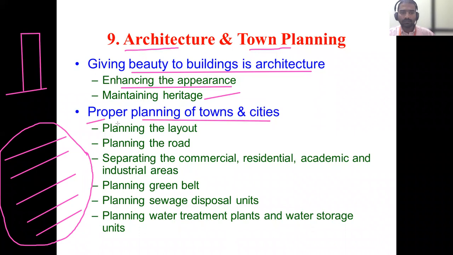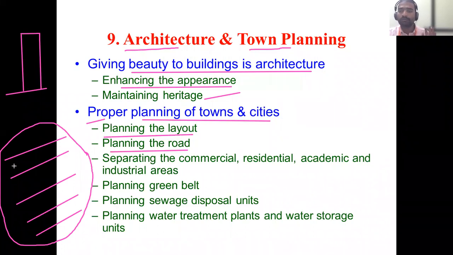See, what are the steps followed in town planning? Proper planning of the towns. You should not construct buildings however you feel. There should be proper lining. Planning of the layout, when things come in line, is called planning of the layout. After that, planning of the road. The roads should also be properly planned.